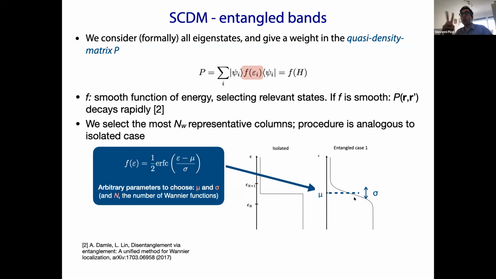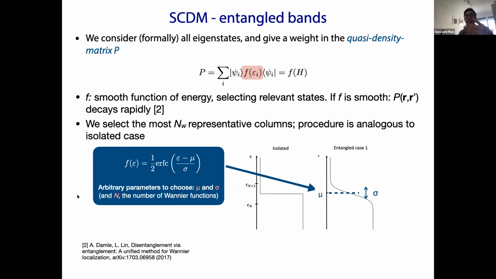And as you see, there are 2 numerical parameters: the position of the 0 and how fast this goes to 0, this sigma and this mu. In addition, you have a third parameter, which is n, how many Wannier functions you want. So with the SCDM method, which we implemented in Wannier90 and in Quantum Espresso, you can already run this. You can just set these 3 values in the input, and this will work.